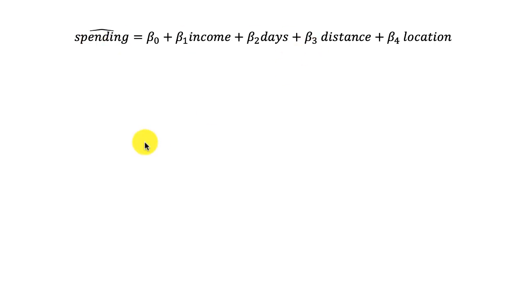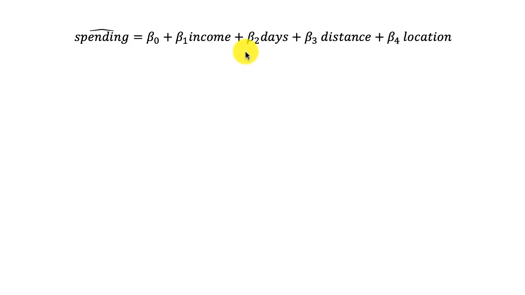Okay, so we are saying that the amount of money that a family spends is dependent upon the income, the number of days they are spending at the resort, how far away they are from home, the distance, and the location of the resort. In linear regression, what we try to do is to create an equation of this sort, where beta 0 is some number, beta 1 is some number, 2, 3, 4, they're all some numbers. And it is the job of the linear regression model to find out what these numbers are.